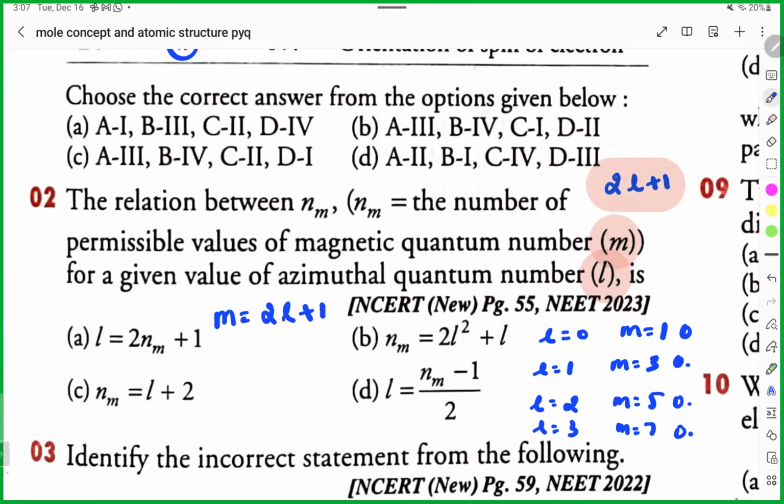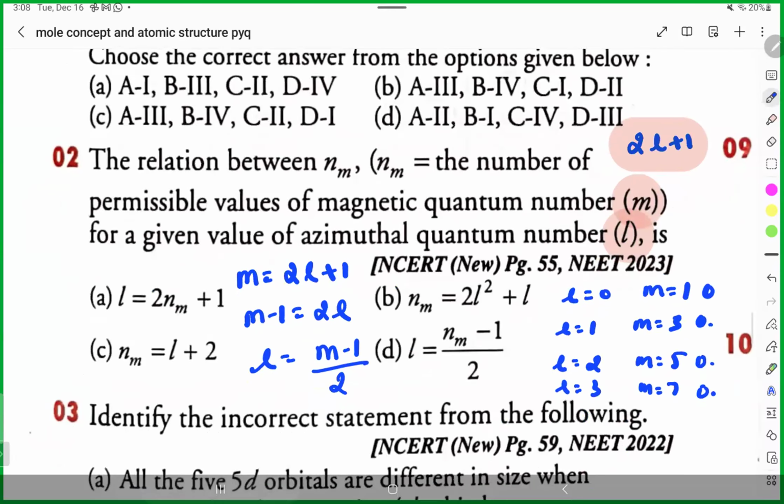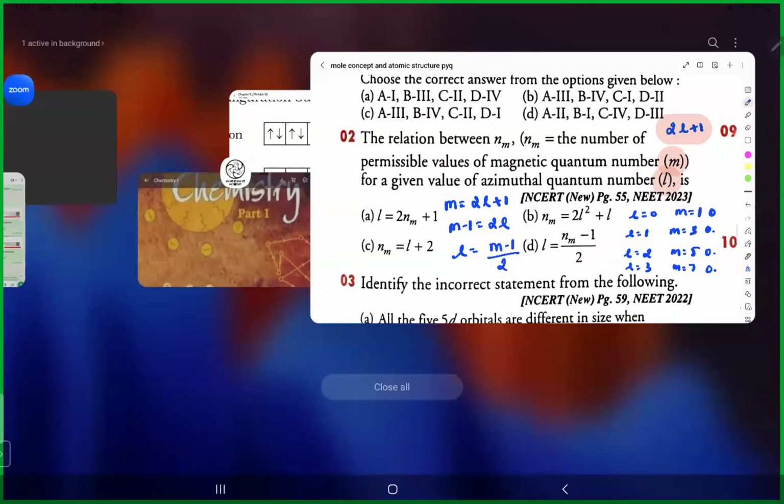Now, what you have to calculate? L value. So, m minus 1 will be equal to 2L. What will be L value? Yes or no, guys? But to make your better notes, we can add this in our notes also.